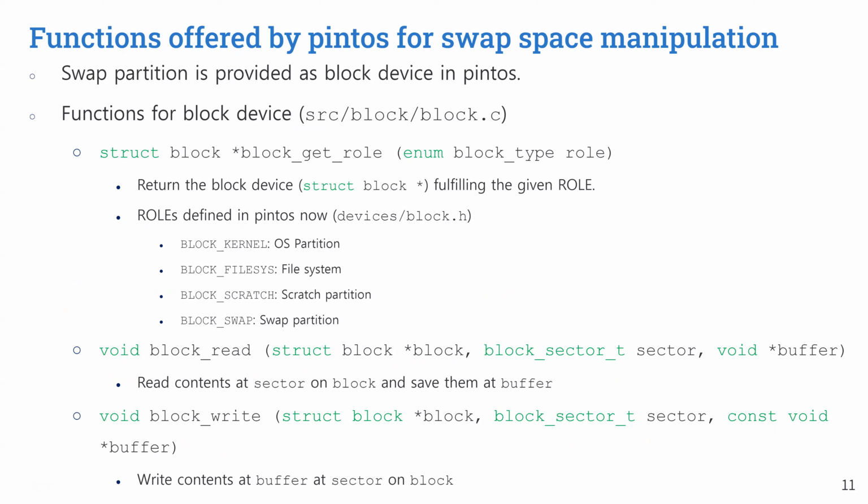So these are the functions in Pintos for swap space manipulation. Swap space is provided as a block device in Pintos. There are four block devices in Pintos. The first is block kernel, which is the OS partition. Second is block file system, which is the file system section. Then the block scratch, and the final one is the swap partition. If you enter this block swap into this function, you'll get the pointer to the block device. You can use this block device to read the contents at a block, or write to the block with these functions.